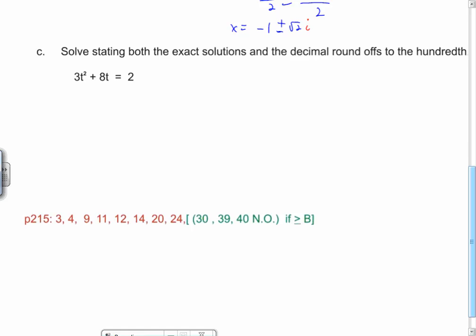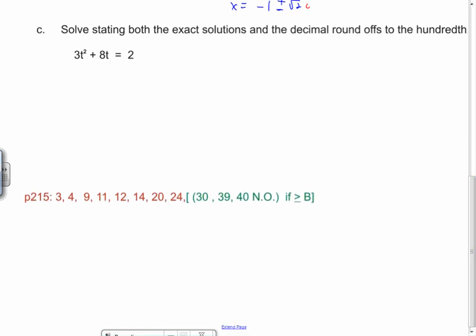All right, last example. Solve stating both the exact solutions and the decimal round-offs to the 100th. Okay, so not a problem. There are occasions when you'll want a decimal round-off. You know, in real life, if you were using an equation like this, most of the time you are trying to get this value to plug into something else, and ultimately somewhere down the road get an answer.